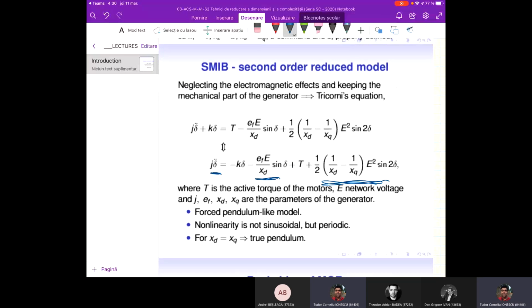It looks like a forced pendulum-like model. So we go back to the benchmark example. The nonlinearity is not necessarily sinusoidal, but it's periodic anyway. If you have these two parameters equal somehow, this term disappears, and then indeed you end up with an equation of this model, an equivalent or approximating model of a pendulum for the given system.